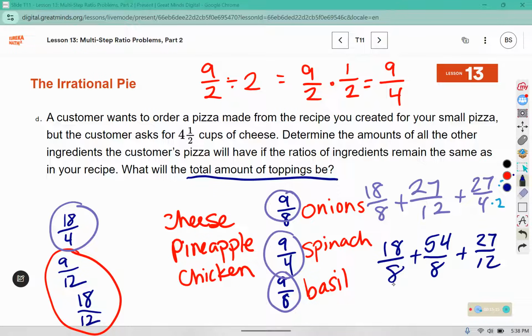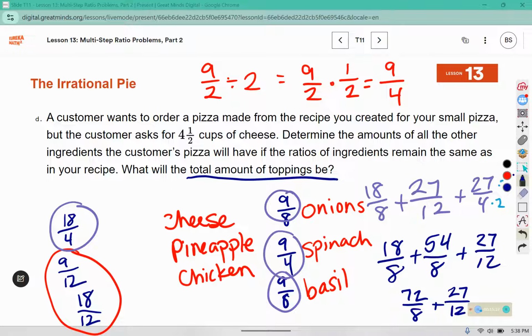I can add these together. 50 plus 10 would be 60. 4 plus 8 is 12, so we have 72 eighths. The nice thing about that is 8 goes into 72 perfectly. So 72 is 8 times 9.